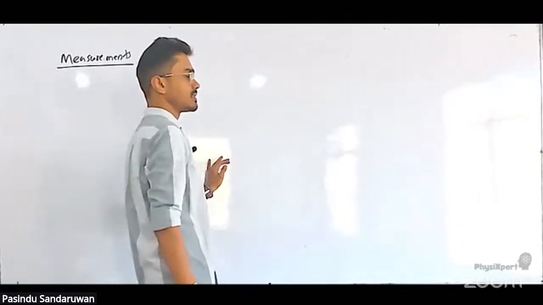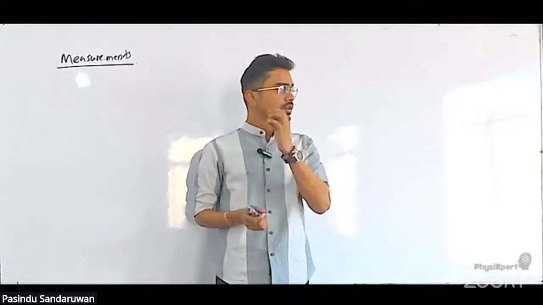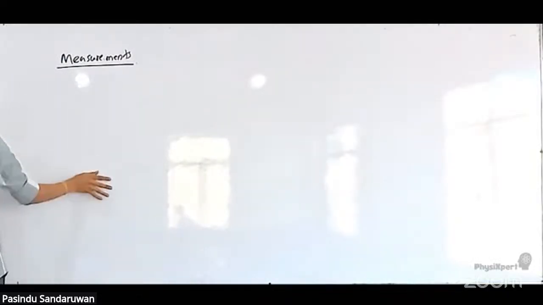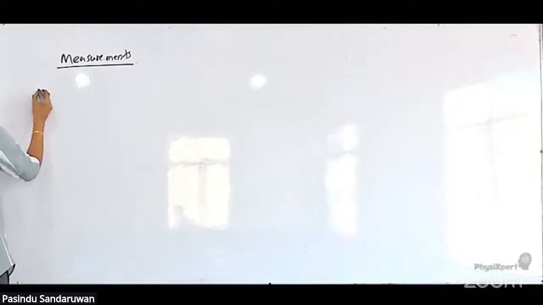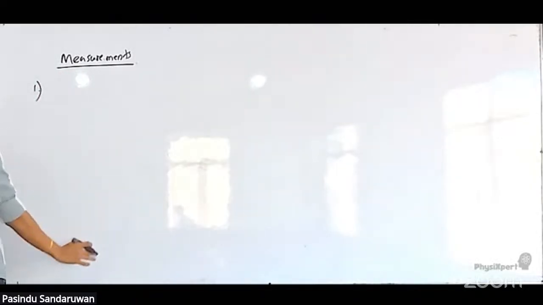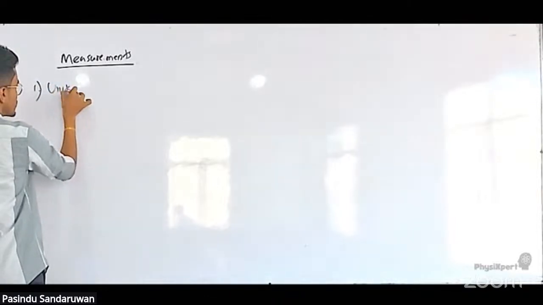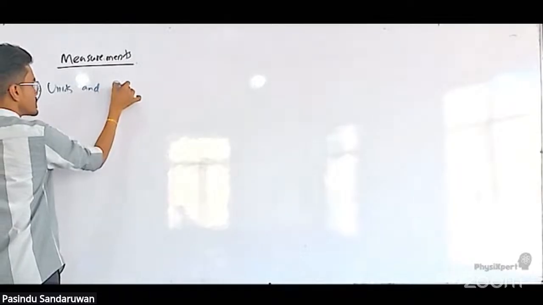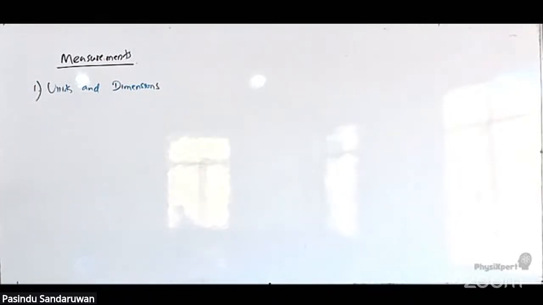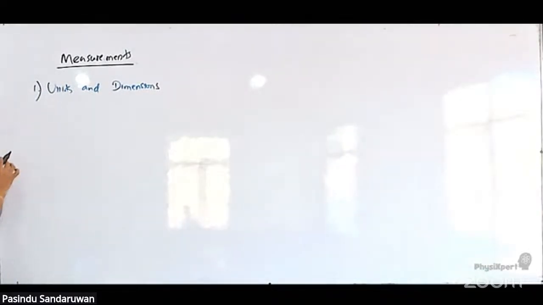Okay. Listen. When it comes to measurements, measurements consist of two main parts, right? They are units and dimensions, and measuring instruments. The first sub part under measurements is called units and dimensions. Put that in as units and dimensions. Now here also we have two parts. From here we are going to start off with units, right?